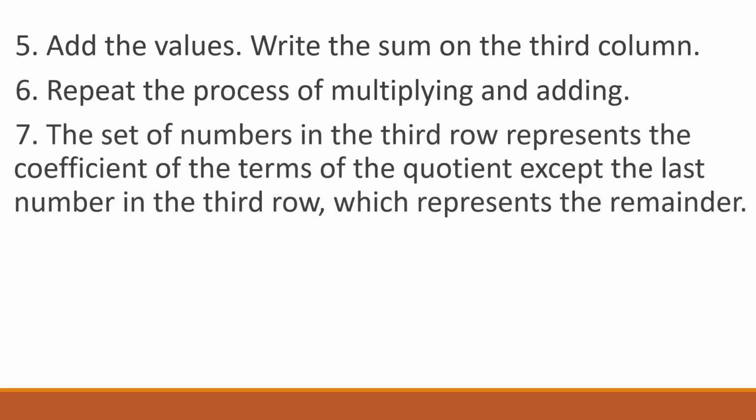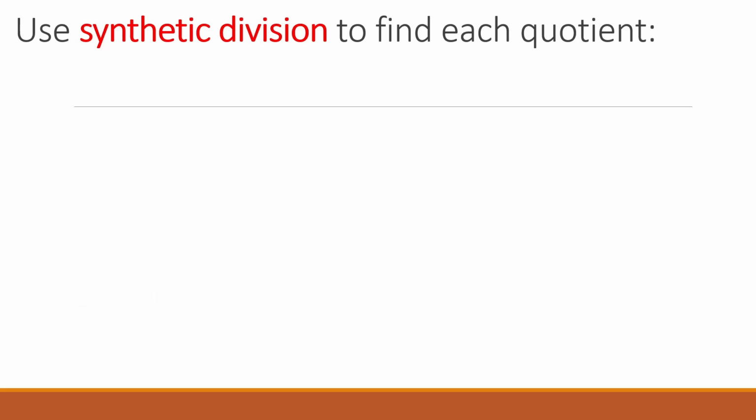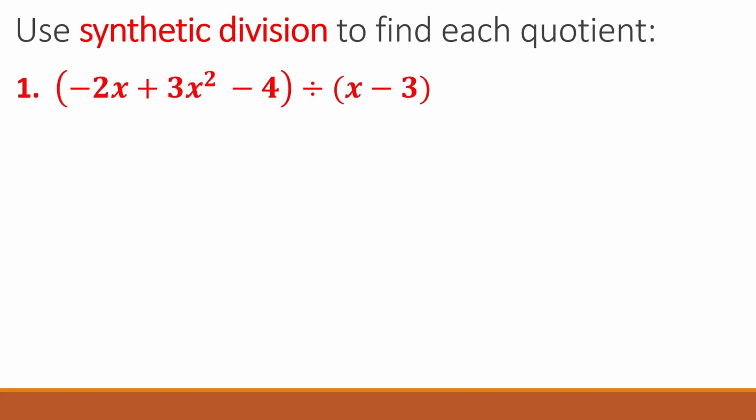The set of numbers in the third row represents the coefficients of the terms of the quotient, except the last number in the third row, which represents the remainder. So for your final answer, the degree of the first term is 1 less than the degree of the given polynomial. So para mas maintindihan natin itong step by steps, let us have an example. So use synthetic division to find each quotient. So we have a polynomial negative 2x plus 3x squared minus 4 divided by x minus 3.